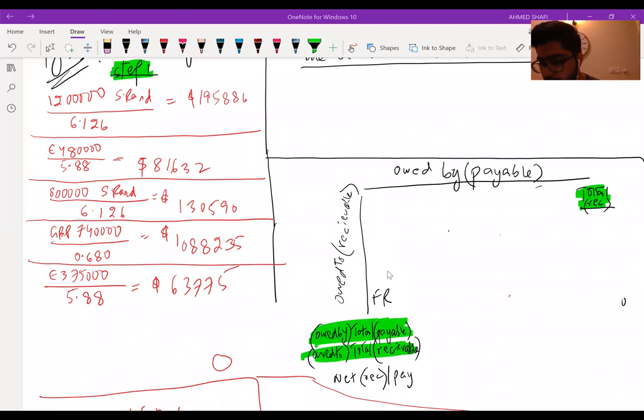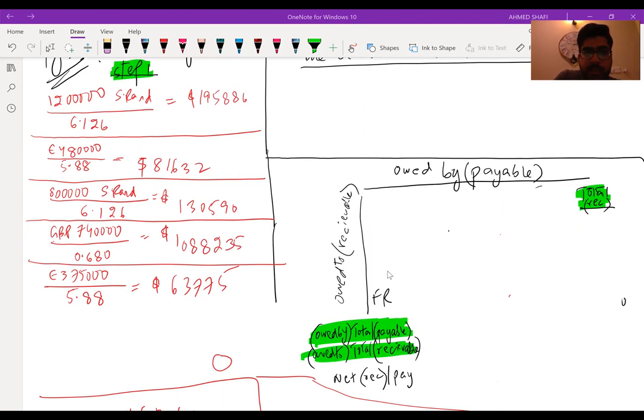Okay, let's do the solution of this question now. We were asked to solve netting. First, convert all intercompany balances into one currency, and that currency is P, the parent currency. It looks like the parent is not Europe, not USA, not Canada, it's pounds.